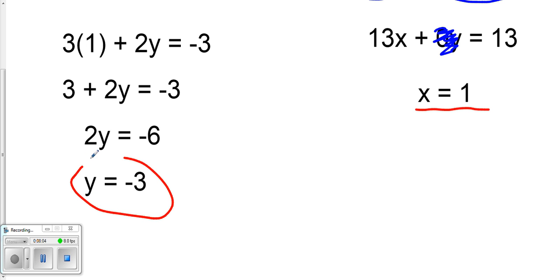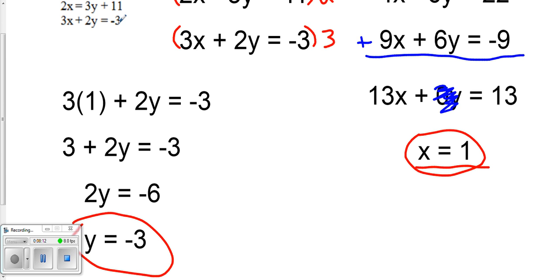So again, this is our solution: y equals negative 3 and x equals positive 1. This is the spot, again, if we were to graph these two out on an xy coordinate grid, where they would both cross, at 1, negative 3. That would be our solution.